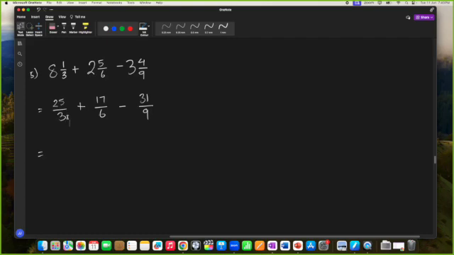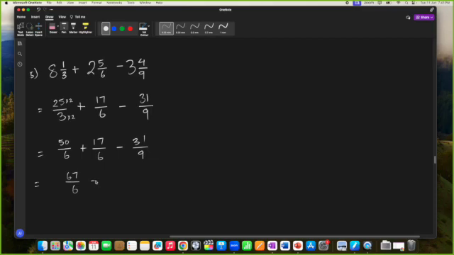So you can see here, let me go with 3. 3 times 3 is 9. You know what? No, I'll go with the 3 times 2. 3 times 2 is 6, and then I have 25 times 2 is 50. So this will be 50 over 6 plus 17 over 6 minus 31 over 9. So you can see by using equivalent fractions, I could add 50 and 17, which is 67, so that's 67 over 6.